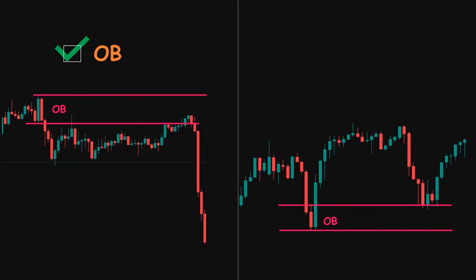For example, if price breaks below an up-close candle, that area can flip into resistance, signaling a potential move lower. If price breaks above a down-close candle, that zone can turn into support, often where the next leg higher begins.